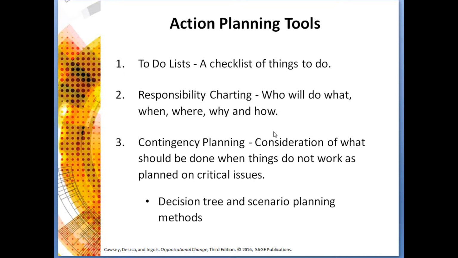Responsibility charting: who will do what, when, where, how, and why. I think in terms of action and action items, right? Every meeting should end with some action items, and every action item should have at least three things. Who is going to do this action? What is this action? And when are they going to do it by? So when issues come up in a meeting, you should end with action items.